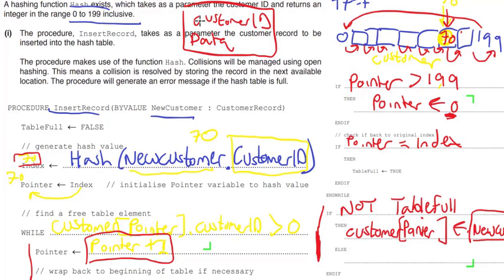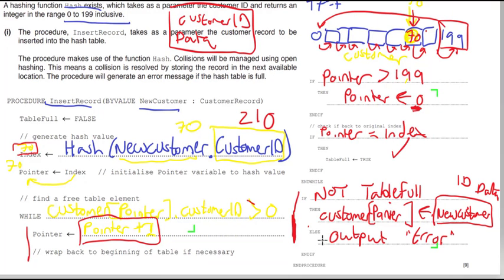So the table's not full. We've ended the loop. Therefore, what we're doing now is allocating this into this array. So we're going to be putting the ID and the data into there. Otherwise, so if the table's not full, we're putting new customer into customer pointer. Otherwise, we get this error message if the table is full. It's as simple as that.